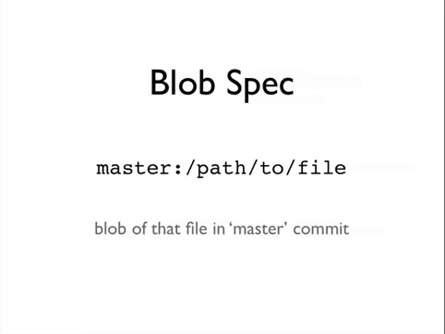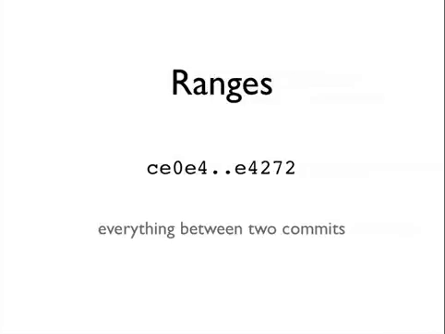The blob spec will give you a certain version of a file. So this will point to the blob of that file in that commit. Okay, so if you're looking for a specific version of a file, you can do a tag like v1.0, colon, and the path of the file. That'll give you the version of that file in that particular version of the commit.